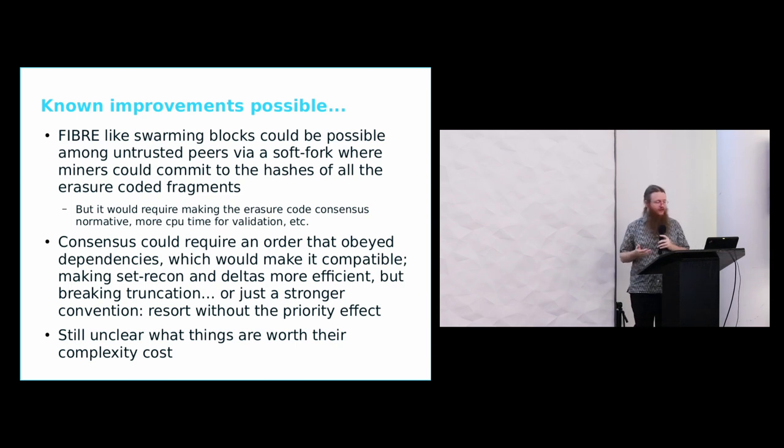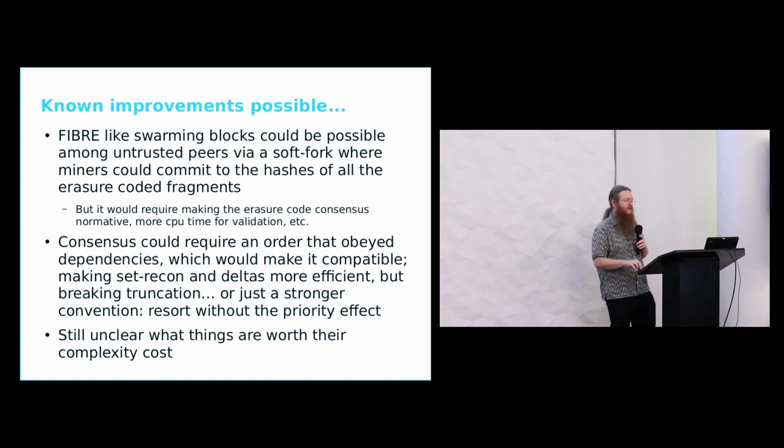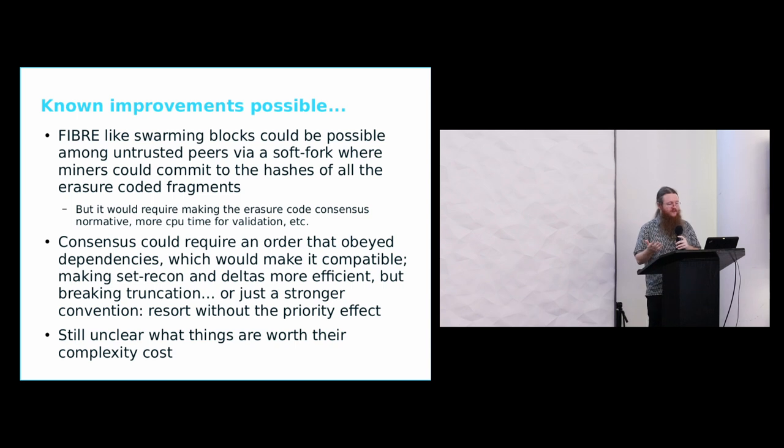Or we could have a stronger convention. Right now, when a miner prioritizes transactions, those transactions end up at the top of their block. Bitcoin node software could resort the block with the transactions the miner selected so that they're in a more predictable order. But it's still unclear which of these things are worth their complexity cost to implement.